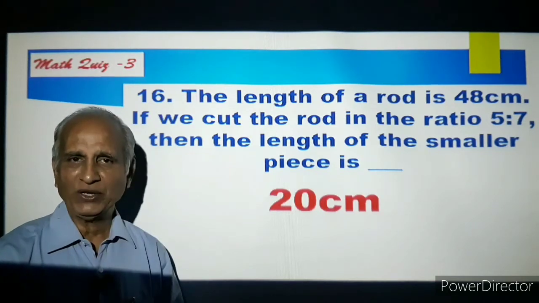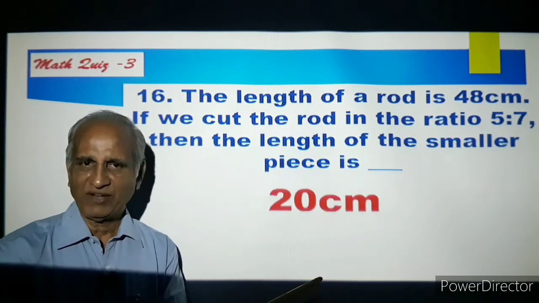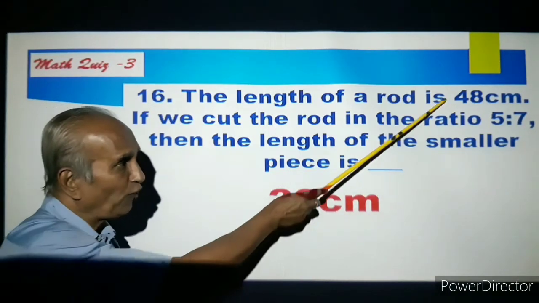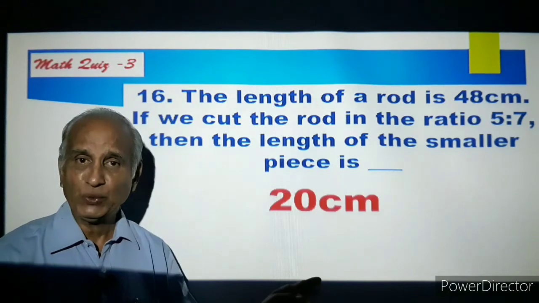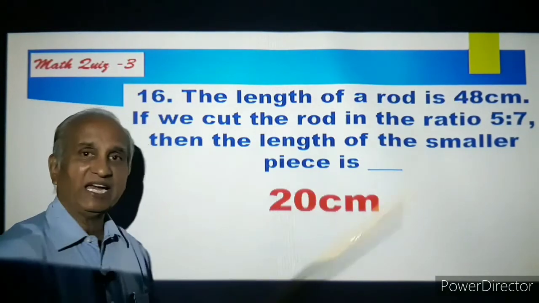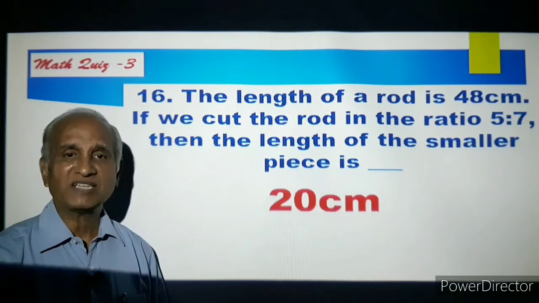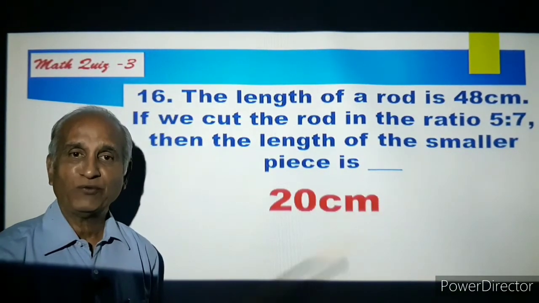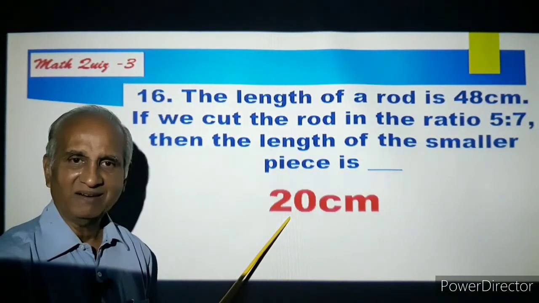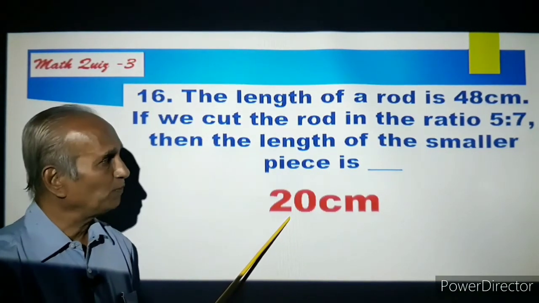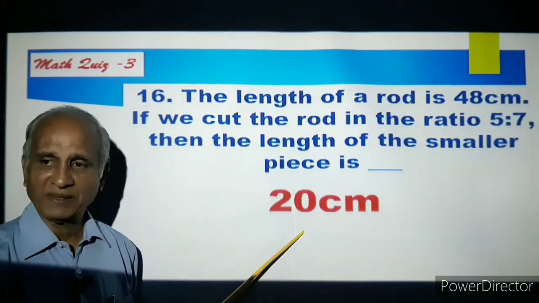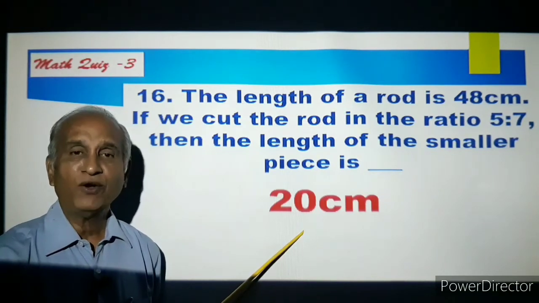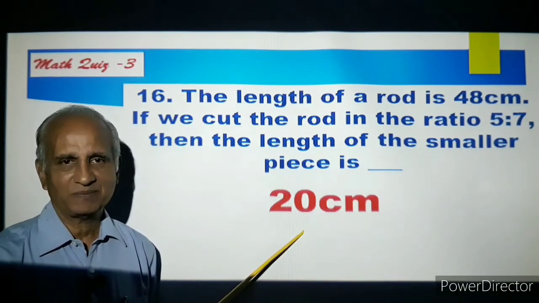Divide the rod into 12 units. Keep aside 5. Take away the other 7. You get the 2 pieces. So 48 centimeters is the actual length of the rod. Divide 48 by 12. 12 fours are 48. Now multiply by 5 by 4. 5 fours are 20 centimeters. So the smaller piece will be of 20 centimeters. The longer piece will be the remaining one, which is of 28 centimeters.